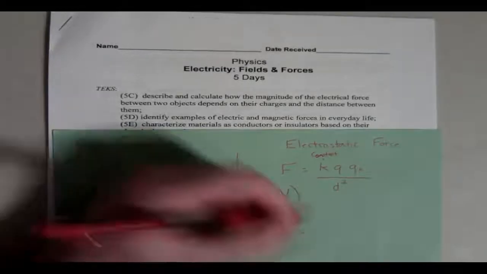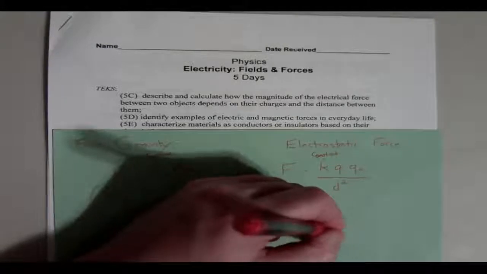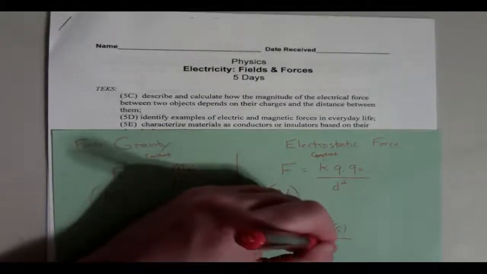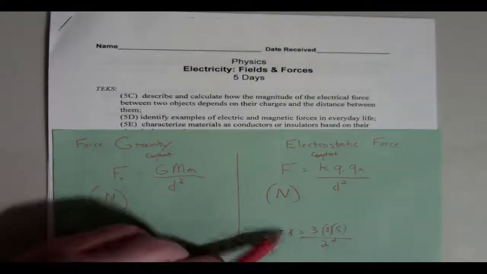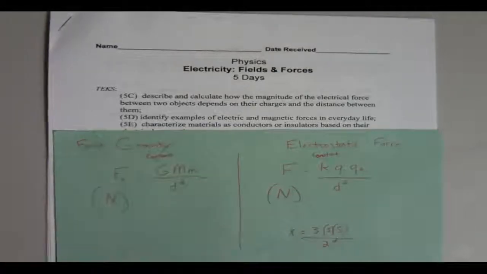Something as simple as maybe x equals 3 times 5 times 5 over 2 squared, right? Same kind of formulas. The x is going to be in different positions. Sometimes you have to rearrange it. But nevertheless, it's a pretty simple problem, okay?